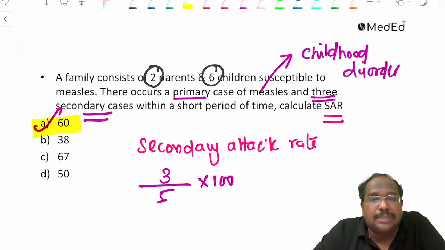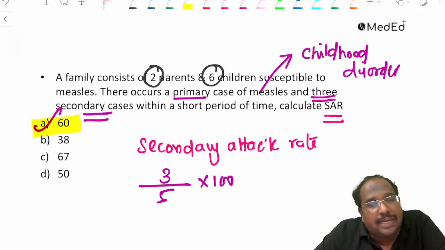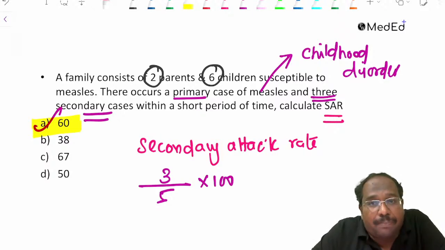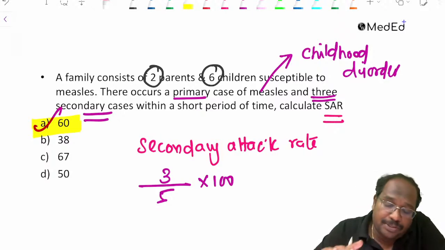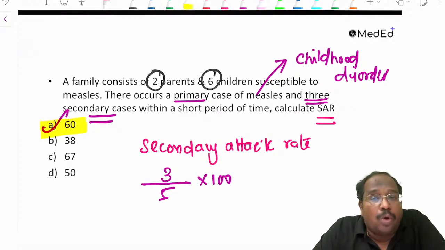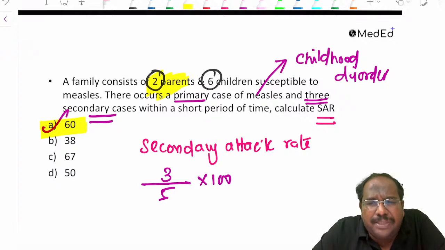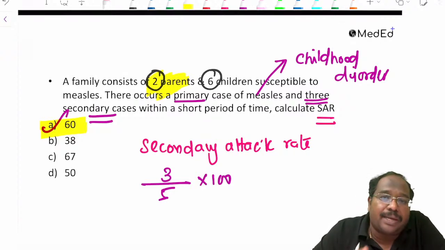Are you able to follow this? What is secondary attack rate? Following exposure to the primary case, how many people develop disease among the people who are exposed, and also they should be susceptible, not everyone, only the susceptible population. Hope you understood this question. Some of you may ask why not the parents? Because this is measles, a disease of children, it does not affect adults. So parents are not susceptible, and we are excluding the parents from the denominator.